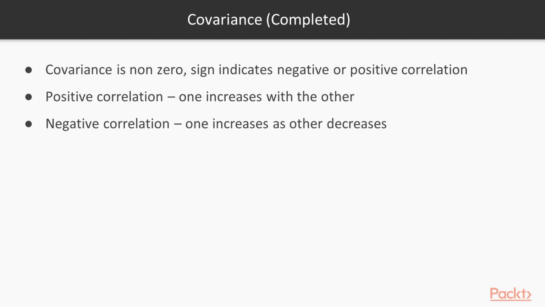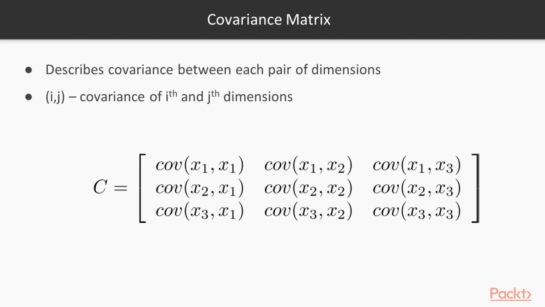If the covariance is non-zero, the sign indicates whether the variables are positively or negatively correlated. When 2 variables are positively correlated, one increases as the other increases. One variable decreases relative to its mean as the other variable increases relative to its mean, when variables are negatively correlated. A covariance matrix describes the covariances between each pair of dimensions in a dataset. The element i, j indicates the covariance of the ith and jth dimensions of the data. For example, a covariance matrix for a set of 3-dimensional data is given by the following matrix.